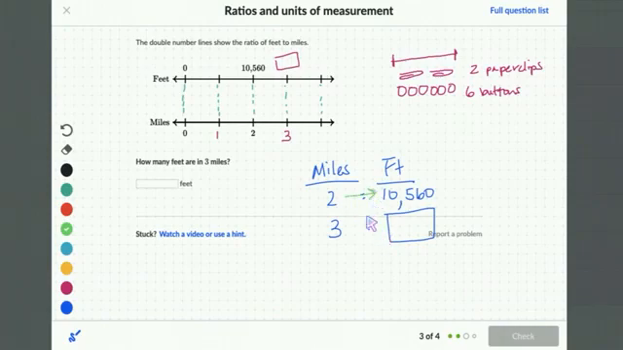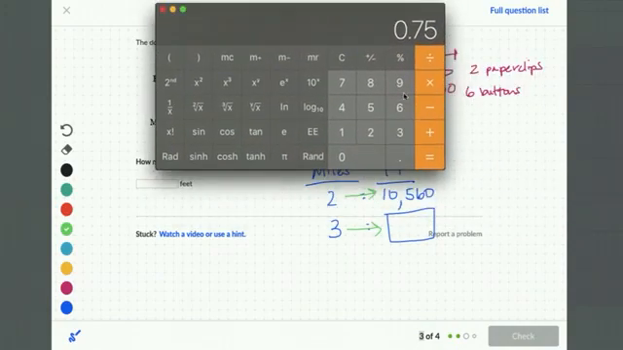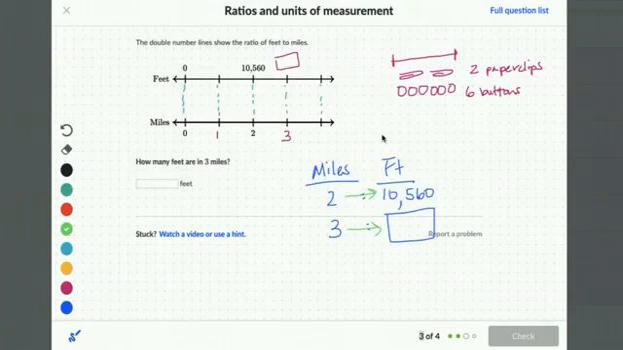I can figure out the multiplicative relationship to figure out this box over here, or I can figure out this multiplicative relationship over there. Looks like this one might be easier. So what does 2 have to multiply by to get to 10,560? Well, if I don't know, I'm going to take that bigger number and divide. 10,560 divided by 2, and I get 5,280. So basically 2 has to multiply by 5,280 in order to get to the other side.